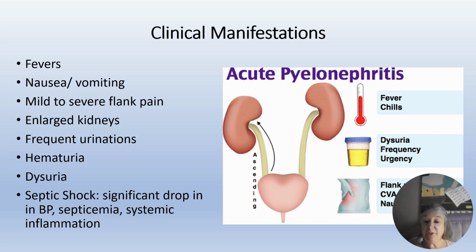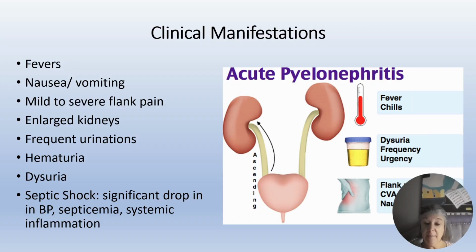Clinical manifestations. This is an infection. So you're going to see all the infection things, fever, and then it's very much like a UTI. So nausea, vomiting, that flank pain. Our kidneys can actually get enlarged. So we may be able to see that on an MRI. Frequent urinating, just like UTI, hematuria, dysuria. I do worry about septic shock if my UTI has managed to travel to my kidneys.